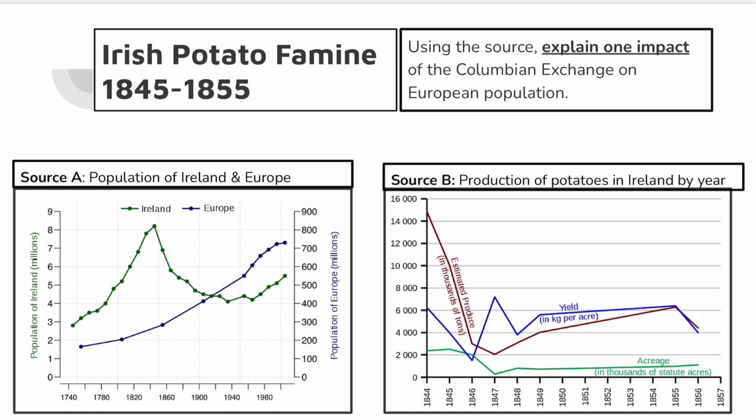What is the prompt? Using a source, explain one impact, so we're still in causation, of the Columbian exchange on the European population. Population meaning people. So whereas in the previous examples, we've been talking about the impact on the Native American population, now we're going to be talking about the impact on the European population. And so our topic for these documents is the Irish potato famine of 1845 to 1855. Well, wait a minute, that's all the way in period 3. We haven't talked about that. So, oh, maybe I can't use these documents.